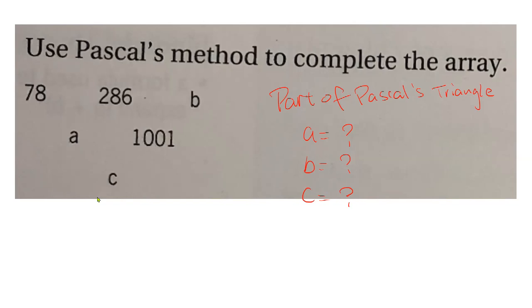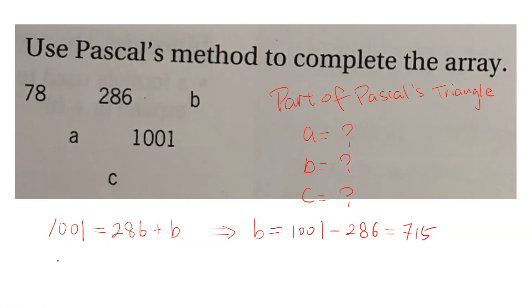Okay, have you finished? All right, let's see the solutions here. Because it's part of the Pascal's triangle, according to the rules in Pascal's triangle, we have 1001 is 286 plus B, right? So we can have B, which is 1001 minus 286 is 715.